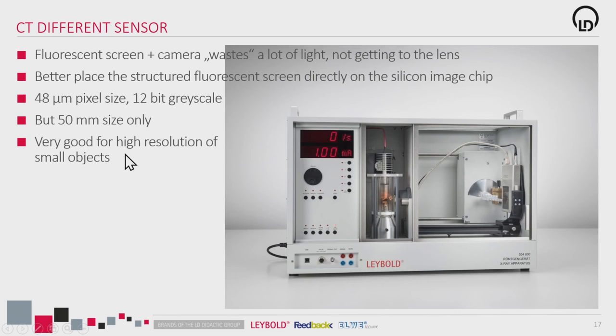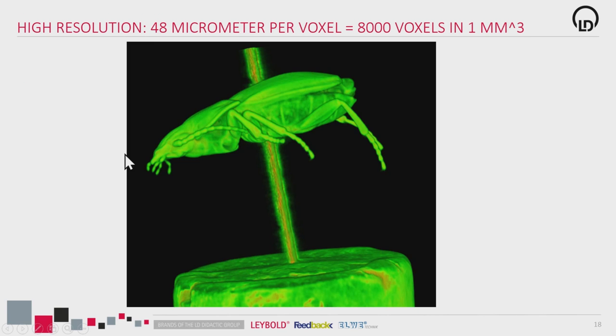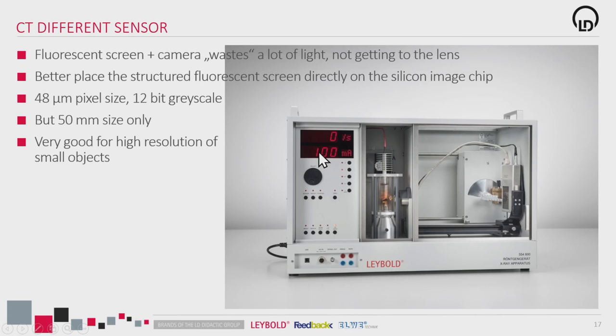And it is very good for high resolution CTs of small objects. And this is a bug, just a small animal put on a needle. Okay, it's dead. And the high resolution says it is 8,000 voxels in one cubic millimeter we are talking about. So there is a lot of fine details on the legs of this bug and so on. So if you're more into high resolution of small things, this is the one for you.